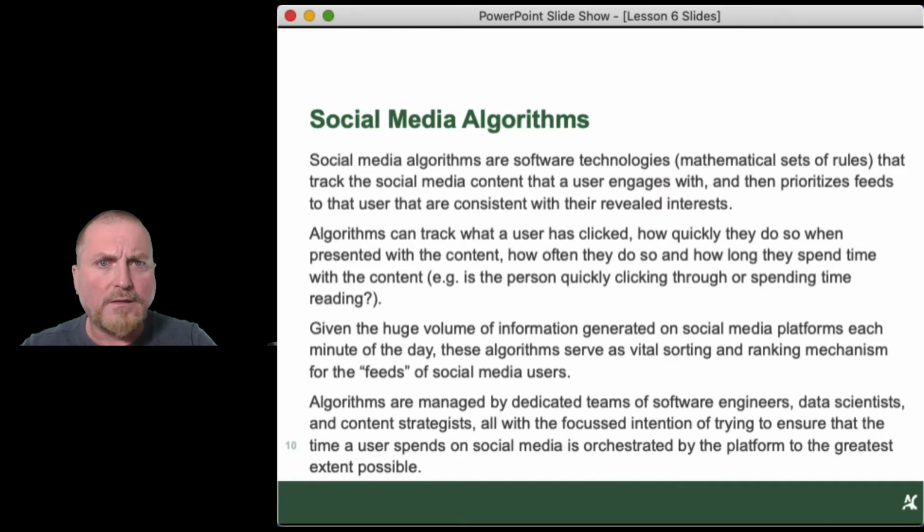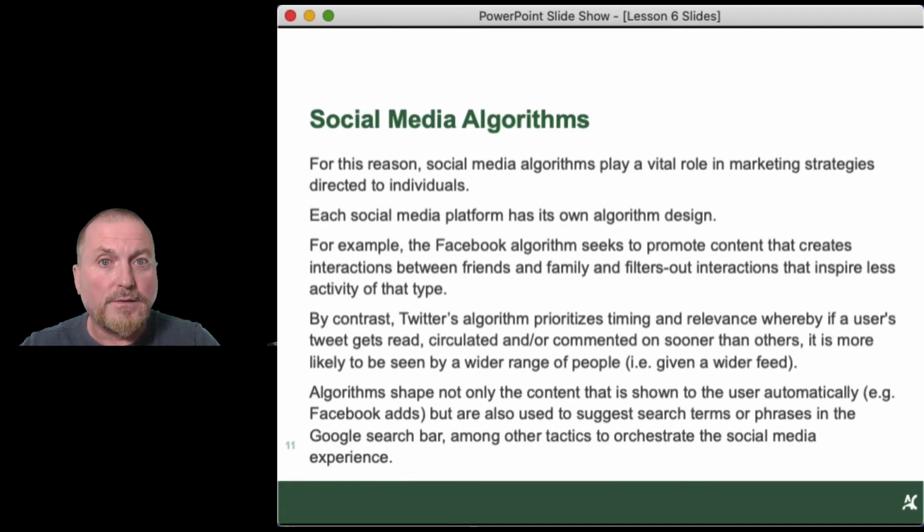Why do they want to control it? It's not necessarily because I'm Dr. Evil, right? It's because I have an objective. I want to hit you with as many marketing opportunities as I can that are specifically targeted on your previously revealed preferences. That's the business, okay? For this reason, social media algorithms play a vital role in marketing strategies. Each social media platform has its own algorithm design intended to achieve their objectives.